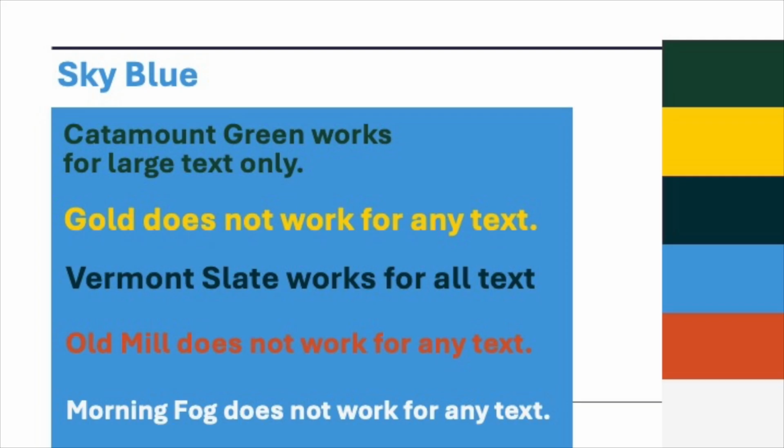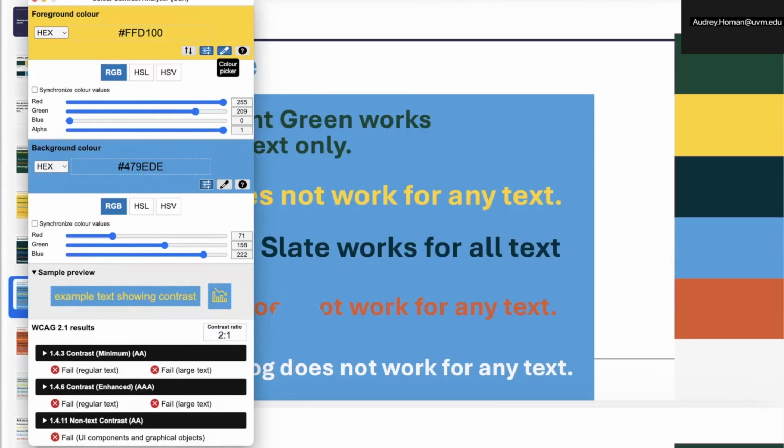Vermont slate works for both regular and large text. Old Mill, orange on a sky blue background, does not work for regular or large text. And Morning Fog, surprisingly, does not work for any text on a sky blue background. Let's measure that to make sure. So we can go grab our Morning Fog. And again, it looks bright to my eyes, but having the color contrast analyzer do the math for me, it's actually going to not have enough contrast to cover all those different color blindness possibilities.